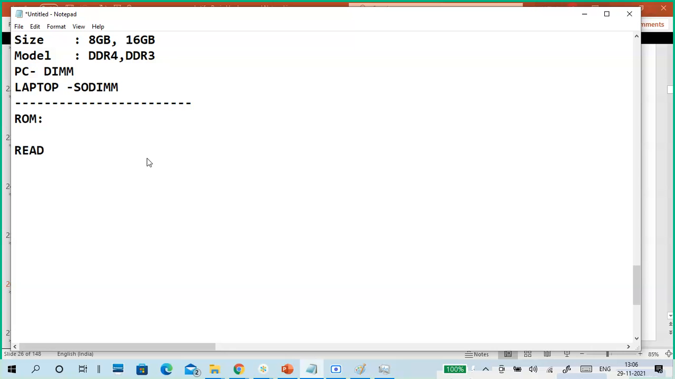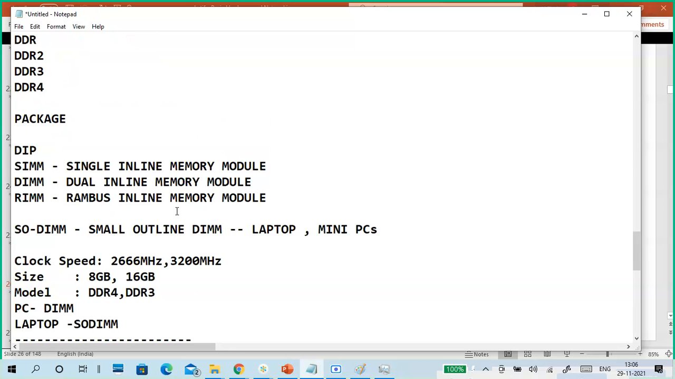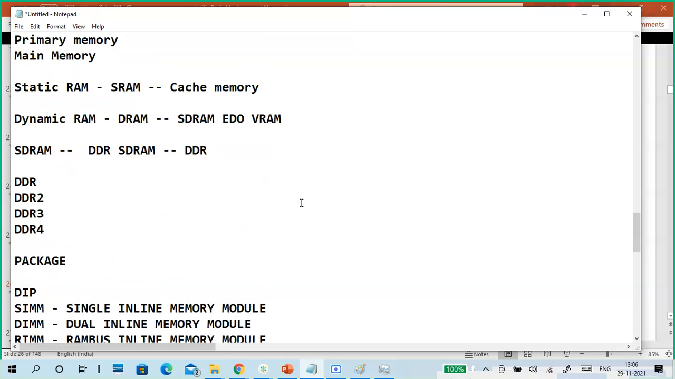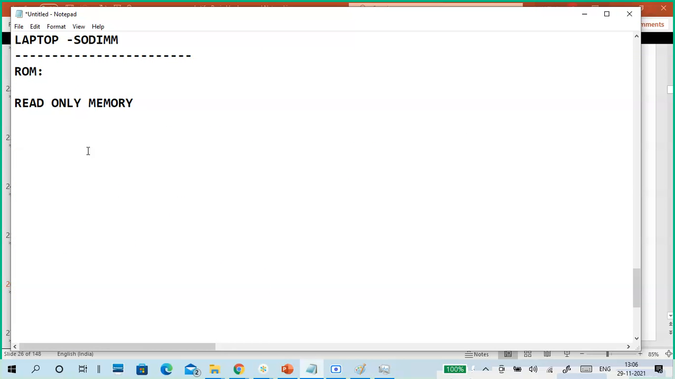So what is a ROM? Read only memory. We already discussed read only memory. It is a permanent, non-volatile memory. I already told you RAM is different, ROM is different. They are not brothers or sisters. Because both start with R and both are memory devices, we call them together.